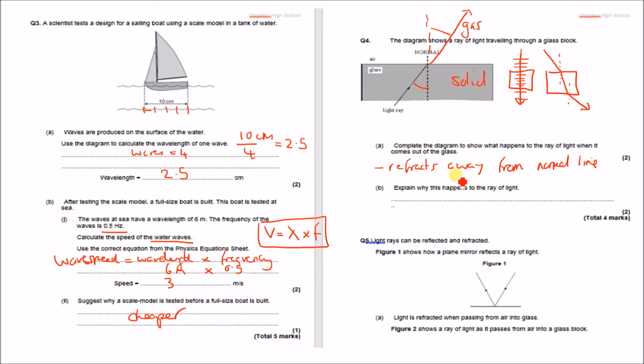Right, explain why this happens to the ray of light. There is a change in speed. And what is that change of speed? Well, remember, it's gone from a solid to a gas, so it has caused it to speed up.